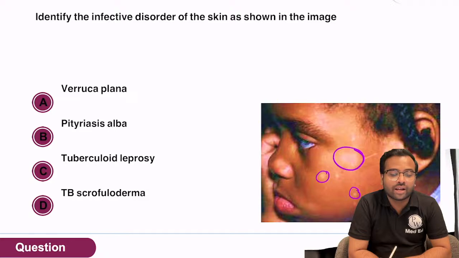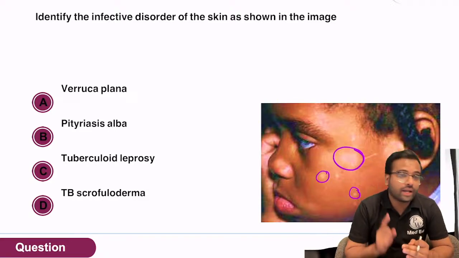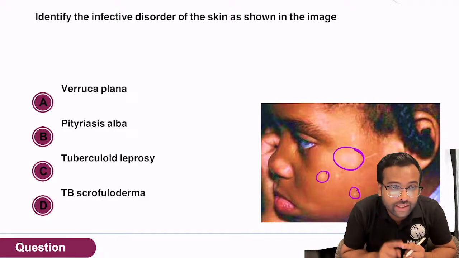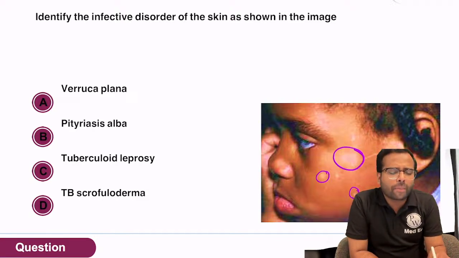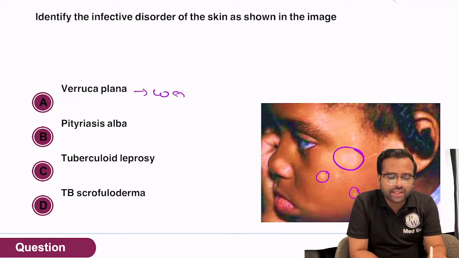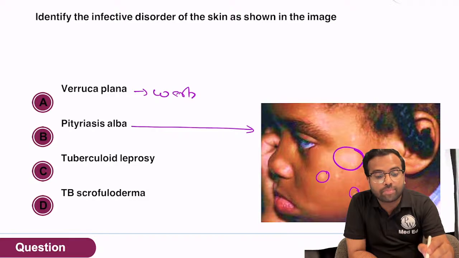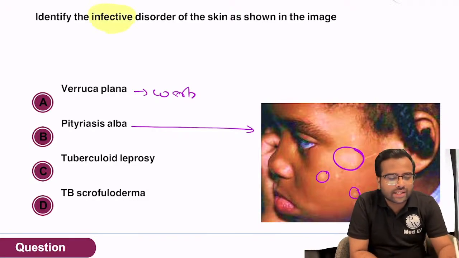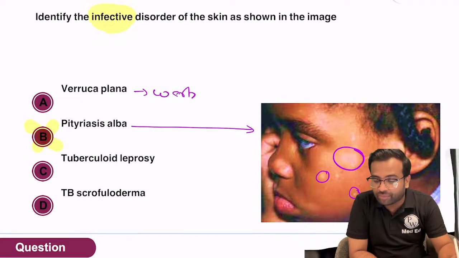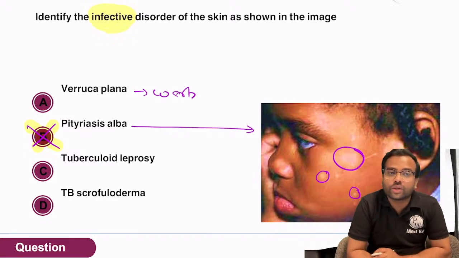So now let's see this question. What is the infective disorder that you see? Is it verruca plana? Is it pityriasis alba? Is it tuberculoid type of leprosy? Or is it TB scrofuloderma? So yes, verruca plana means this should be warts, doesn't look like warts. Pityriasis alba can present like this, which I agree. But see the key point here. The question says infective disorder, which means pityriasis alba is not an infective disorder. So please don't answer it as pityriasis alba, क्योंकि ये एक infective disorder है ही नहीं.